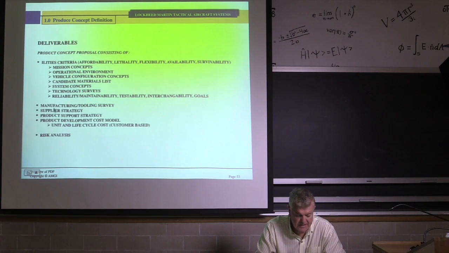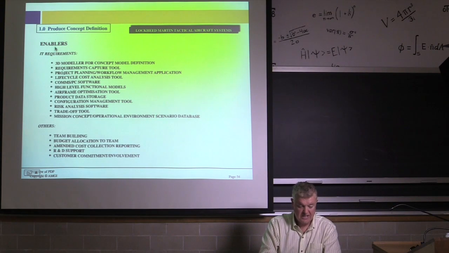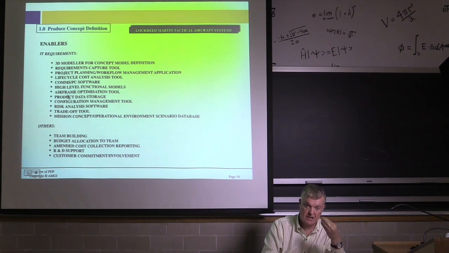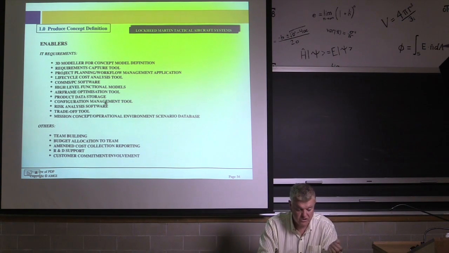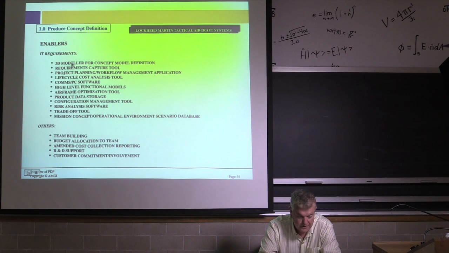Then you have to come up with the manufacturing strategy and supplier. So this was Lockheed Martin, and there are others. The IT enablers: what are the enabling tools? 3D modeling, requirements capture tools, project planning software, life cycle cost analysis, high level functional models that show and simulate the aircraft in the field. Airframe optimization tools, trade-off tools. These are all the enablers.